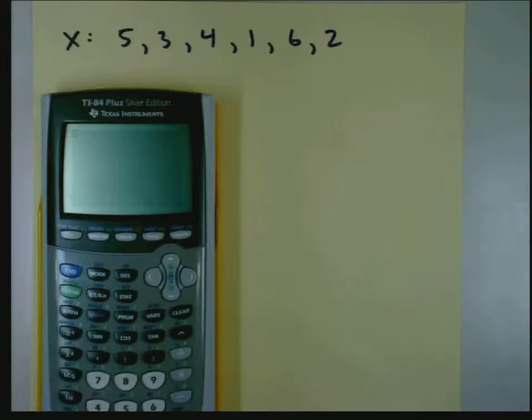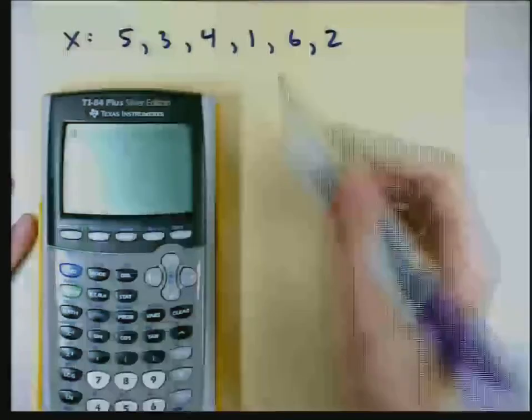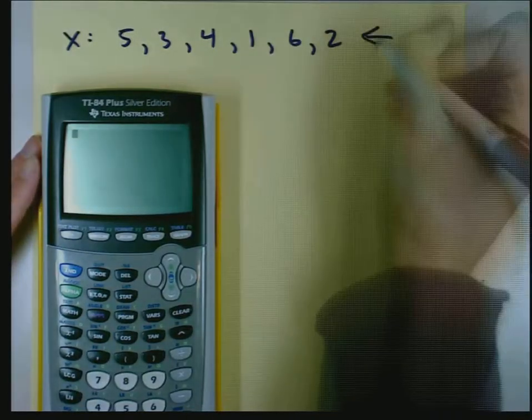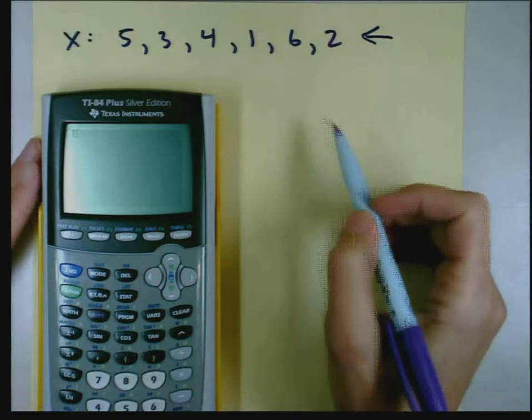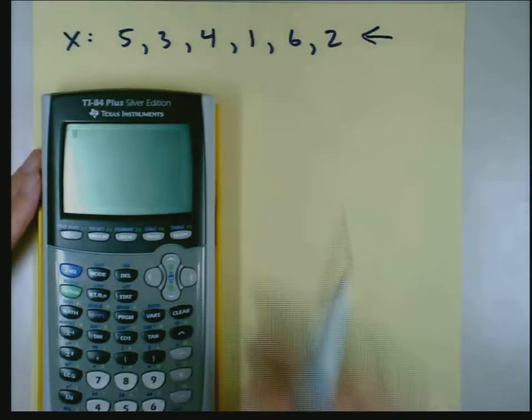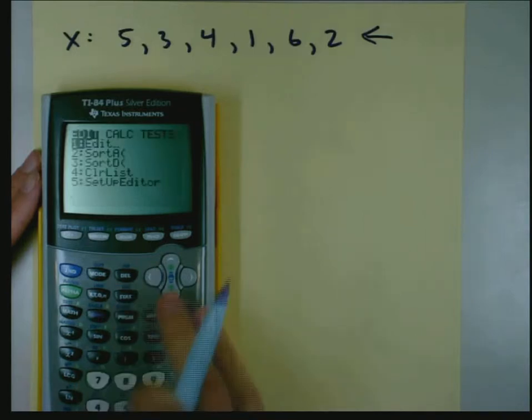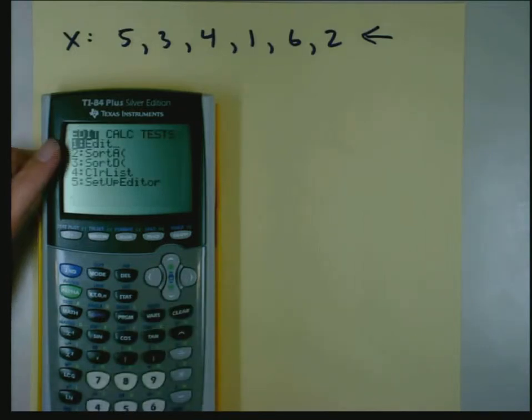We're going to enter data into the TI-84 calculator, and we're going to sort it. So I've got this data list right here, 5, 3, 4, 1, 6, and 2, and I want to enter that into my calculator. In order to do that, we go to the Stat menu. So I'm going to start by hitting Stat, and Edit's already selected, which is exactly where we want to go. So I go ahead and hit Enter.